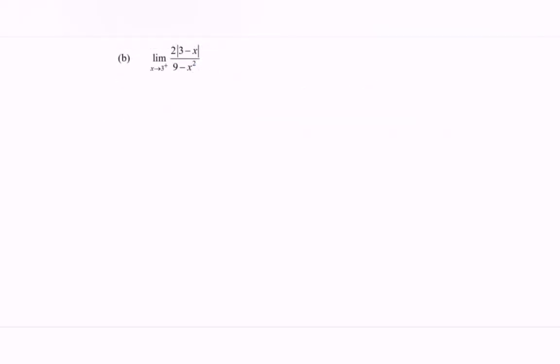Kindly refer to B. Limit when x approaching 3 from the right. We have the function 2 multiply with the modulus 3 minus x over 9 minus x squared. So first of all, notice that we have the modulus 3 minus x. So kindly define the situation. We have 3 minus x, when 3 minus x is greater than or equal to 0, and negative bracket 3 minus x, when 3 minus x is less than 0. So here we have the definition for the modulus 3 minus x.